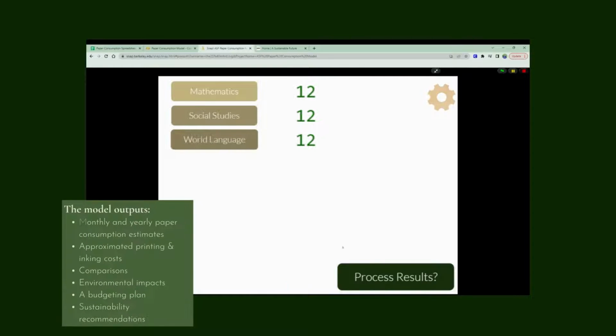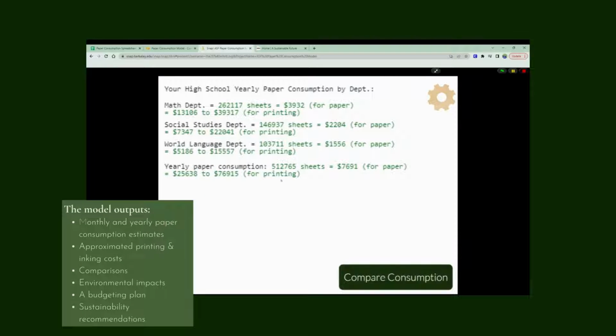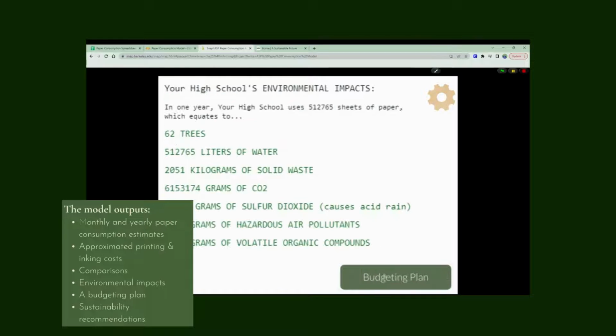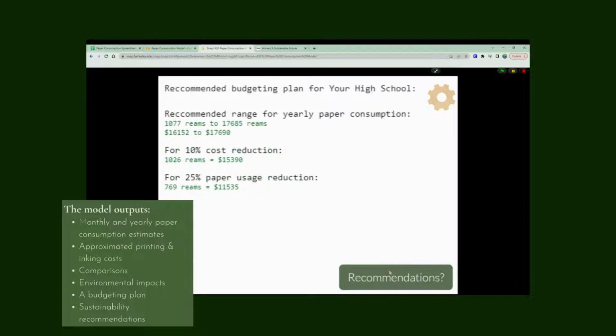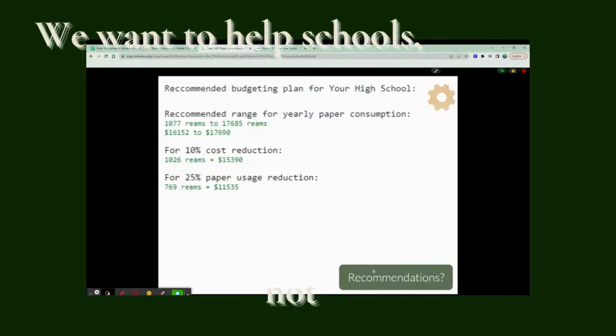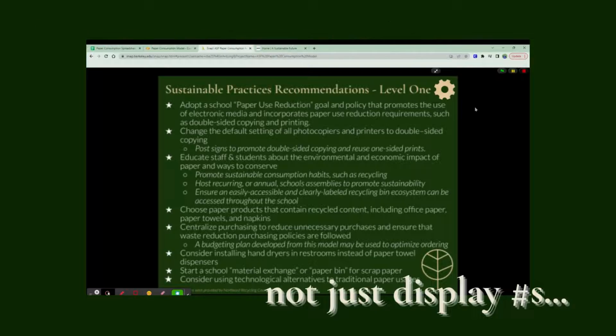In return, the model outputs monthly and yearly paper consumption estimates, approximated printing and inking costs, comparisons of the user's consumption to that of environmentally conscious schools, illuminating environmental impacts from the calculated paper usage, and, most importantly, a convenient budgeting plan with recommended purchase amounts, because we want to help schools actively reduce their paper consumption, not just display numbers about it. Finally, the model provides recommendations for schools to mindfully and actively integrate sustainable consumption practices.